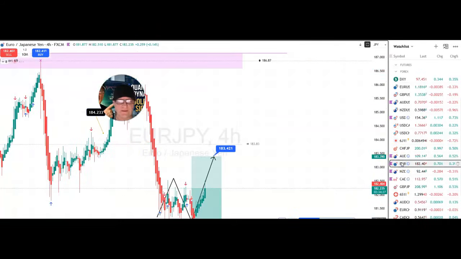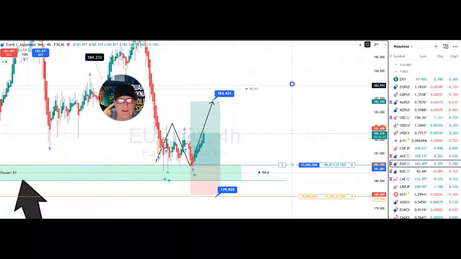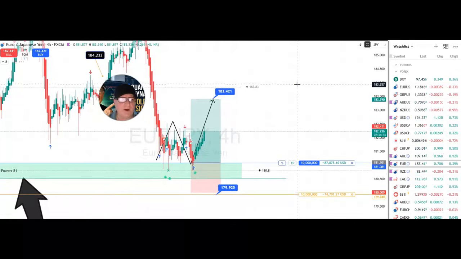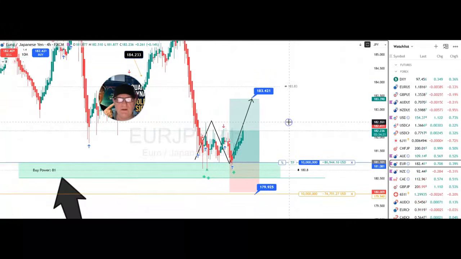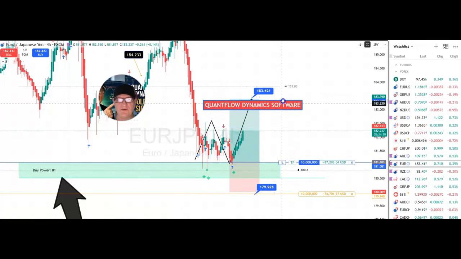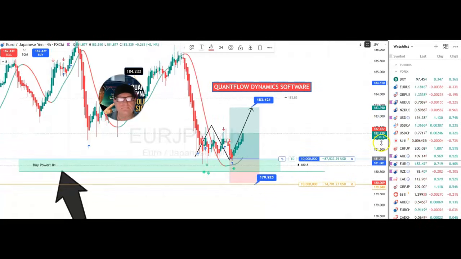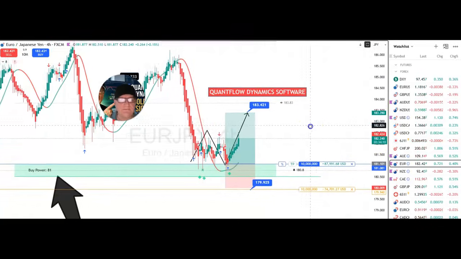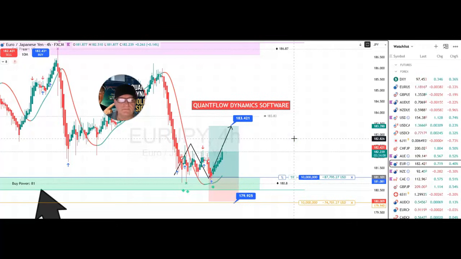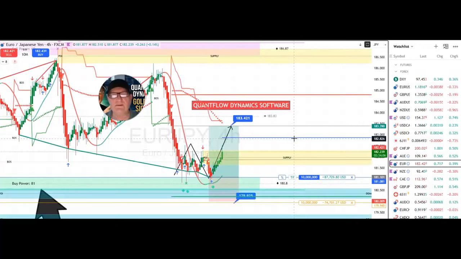Euro yen, how's that doing? I haven't seen these. Wait for this to catch up. Buy power 81 on the QUANTFLOW dynamics software. There we go, just catching up. So we've got a target here, 183.42.